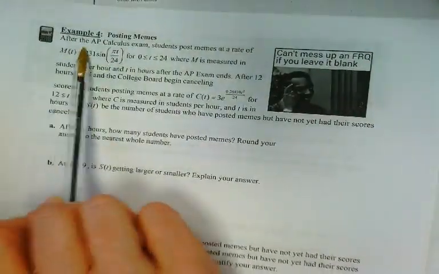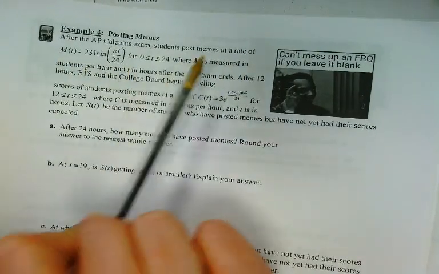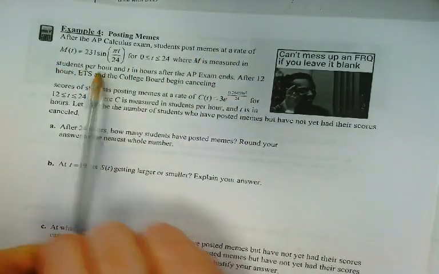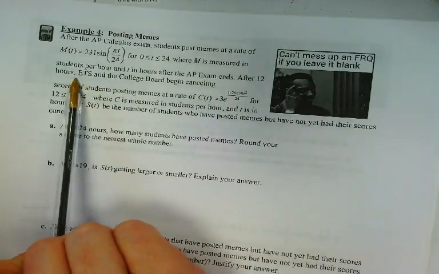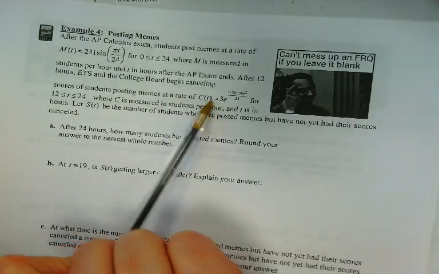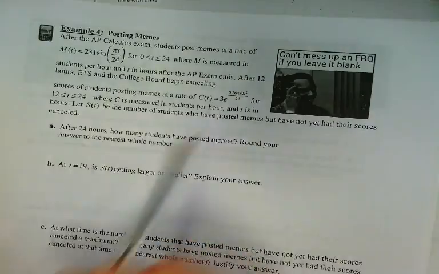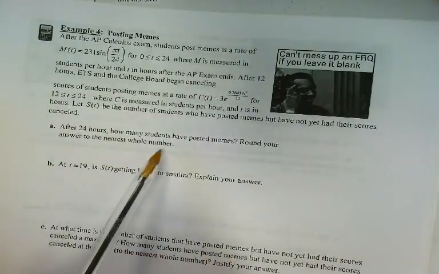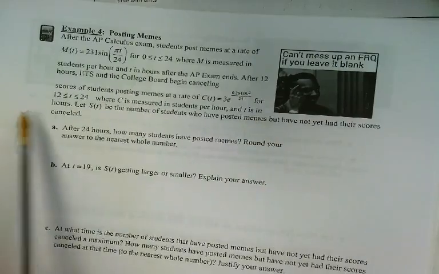Posting memes. After the AP Calculus exam, students post memes at a rate of M of T, where M is measured in students per hour, and T in hours after the AP exam ends. After 12 hours, ETS and the College Board begin canceling scores of students that posted memes at this rate for 12 to 24. This is actually a true fact, so don't post anything after your AP exam until they say that time is up. Where C is measured in students per hour and T is in hours.